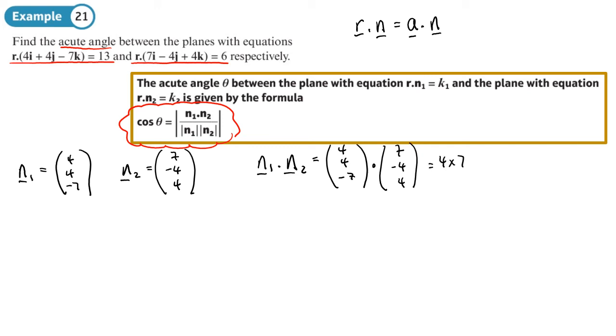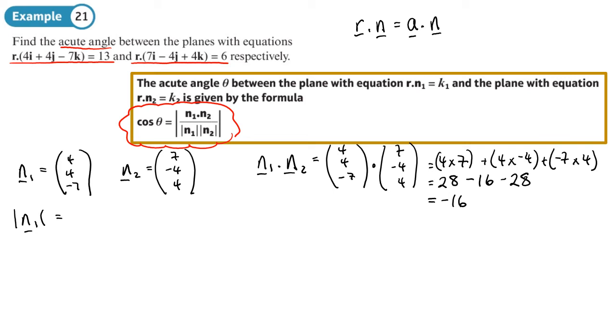So that's going to be 4 times 7 plus 4 times negative 4 plus negative 7 times 4. So that's going to give 28 minus 16 minus 28. So that just gives negative 16. Then we want the length of vector n1, which is going to be Pythagoras on 4, 4, and negative 7. Okay, so that's going to be square root of 16 plus 16 plus 49. So that's 32 plus 49, which gives 81. Square root of 81, well, that's just 9, that's nice.